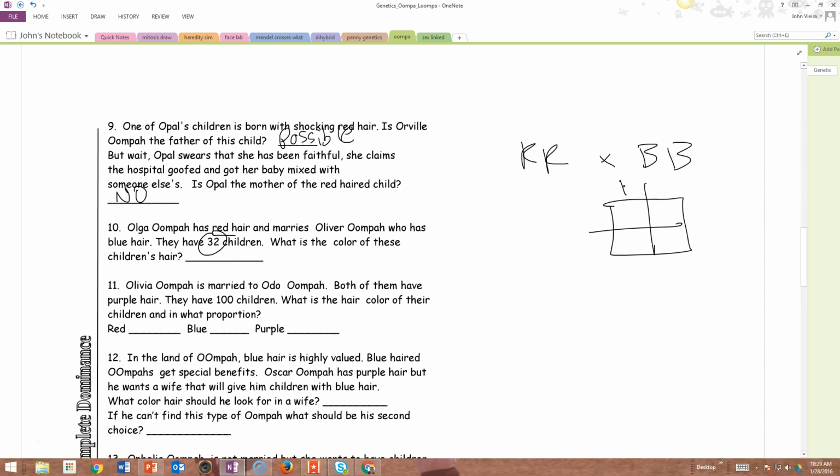The Oompas. They've got nothing else to do in the chocolate factory. Everybody, really? Everybody's hopped up on gobstoppers? Okay, guys.